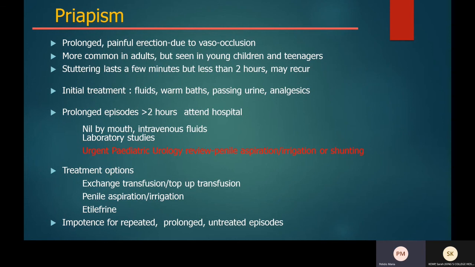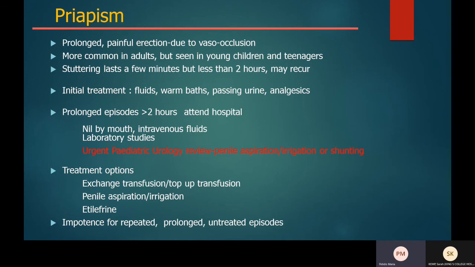It's usually episodes of minutes that go away and come back. We recommend that if patients are having these episodes at home, especially if they're stuttering, they may take fluids, have warm baths, attempt to pass urine, have analgesics, and do some exercises. However, if they have a prolonged episode, anything lasting longer than 2 hours, they should attend hospital. When they come with such an episode, they should be kept nil by mouth and placed on intravenous fluids at maintenance.